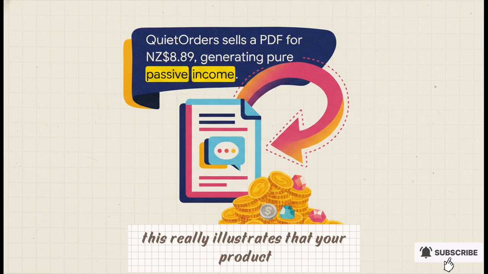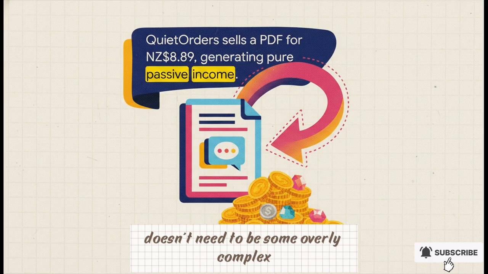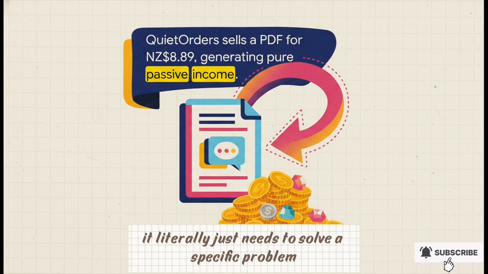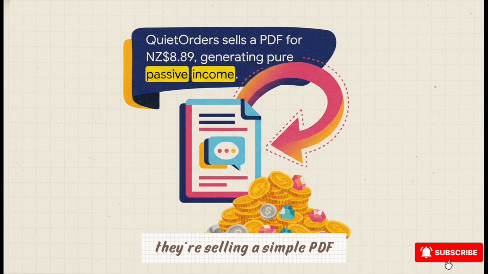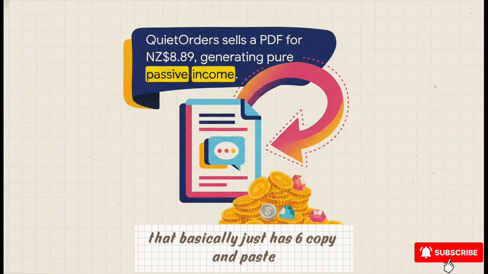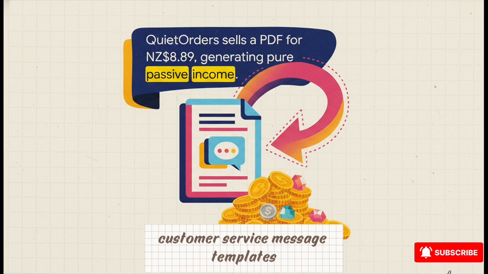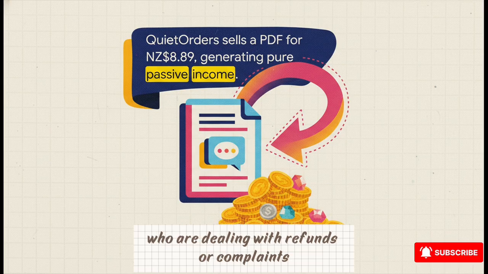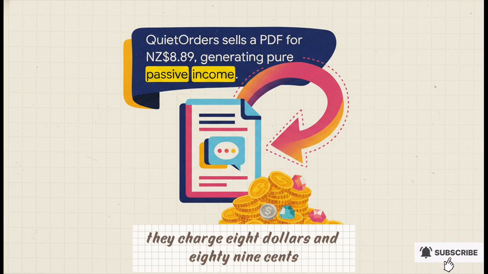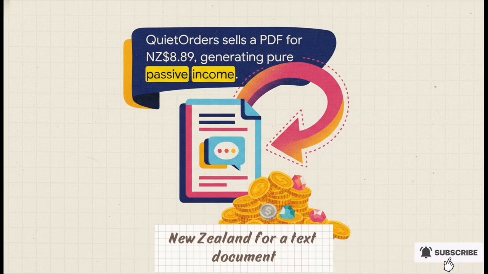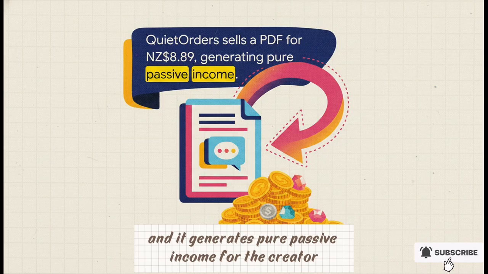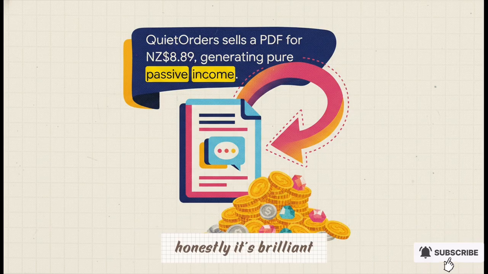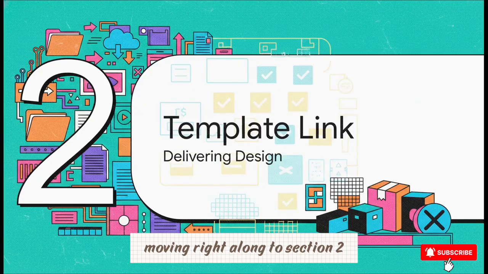This really illustrates that your product doesn't need to be some overly complex masterpiece to sell. It literally just needs to solve a specific problem. Take a look at this real-world example from a shop called Quiet Orders. They're selling a simple PDF that basically just has 6 copy and paste customer service message templates. It's for other Etsy sellers who are dealing with refunds or complaints. They charge $8.89 New Zealand for a text document. It saves people time, it completely removes stress, and it generates pure passive income for the creator. Honestly, it's brilliant.